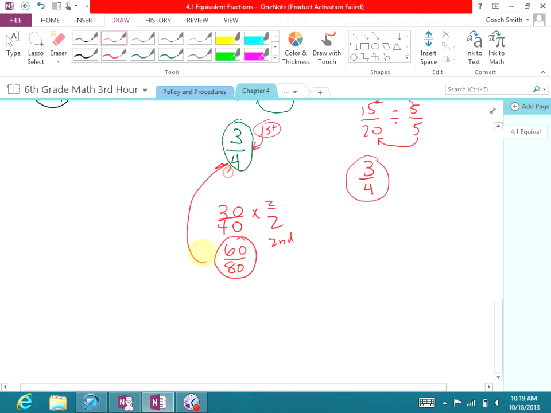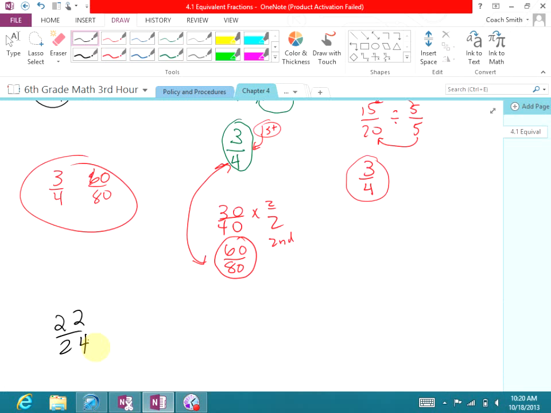So these two together are your answers. So 3/4 and 60 over 80 is your two equivalent fractions that you've made. Okay? And that's how we get to both of them. Now, I want you to do this one on your own. Do number 3, which is 22 over 24. Okay? Do that one on your own. Come up with two equivalent fractions, one by reducing and one by multiplying.